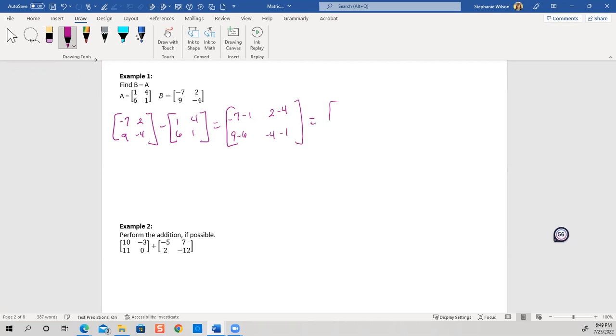All right, now let's clean this up. -7 minus 1 is -8. 2 minus 4 is -2. 9 minus 6 is 3. And -4 minus 1 is -5. And that is our answer.